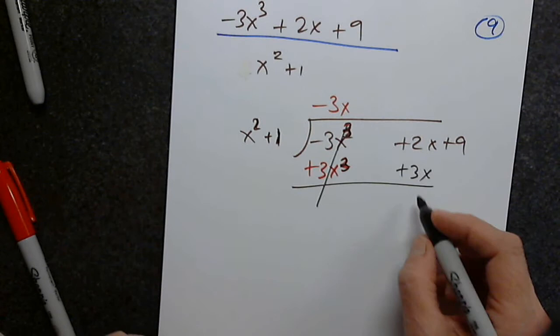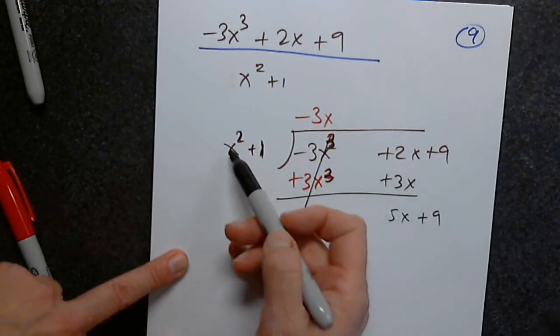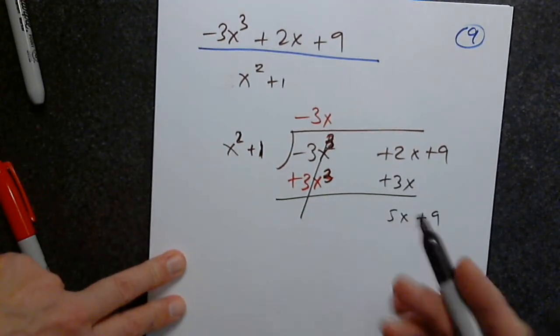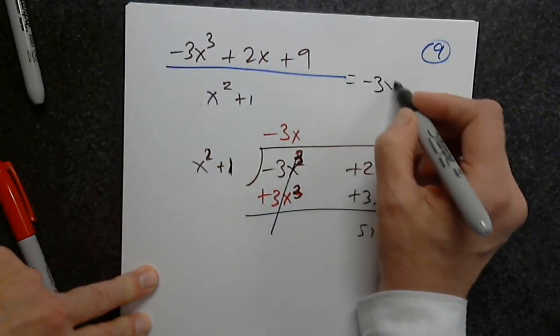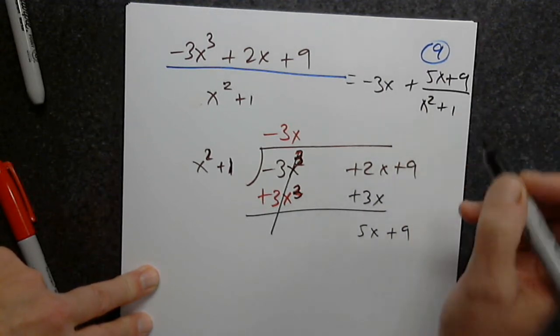Bring down the next in line, which is 5x plus 9. And I have to stop because x squared does not go into 5x. So the answer is negative 3x plus (5x plus 9) over (x squared plus 1).